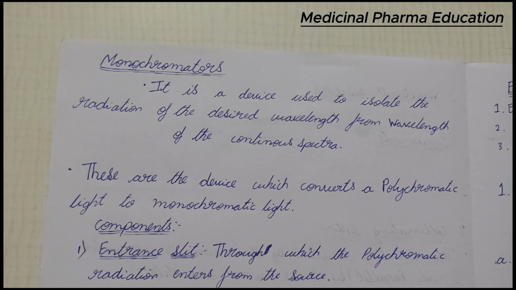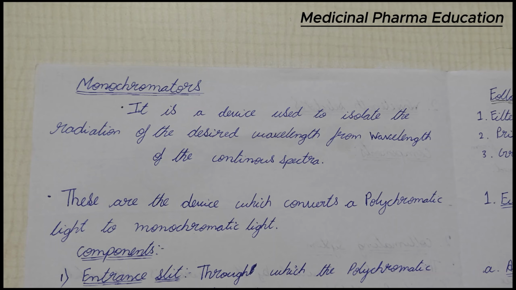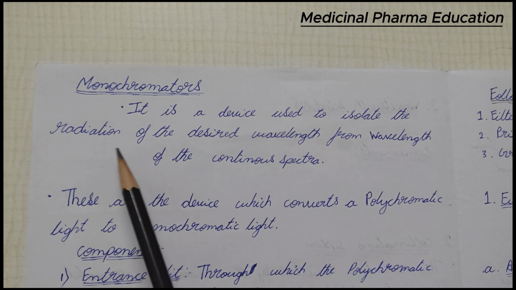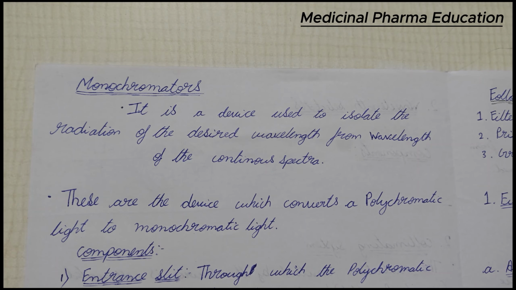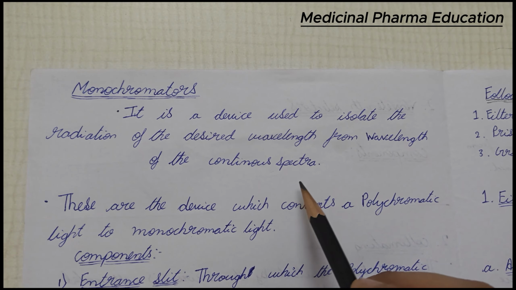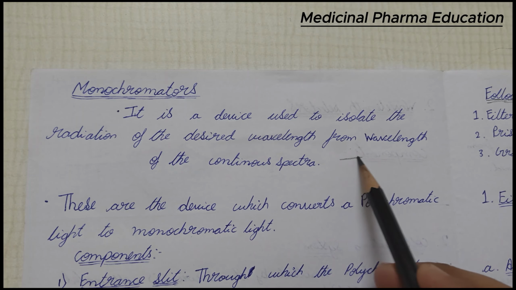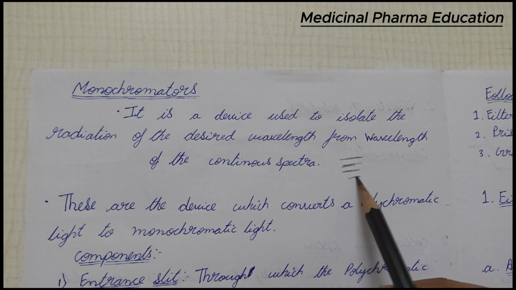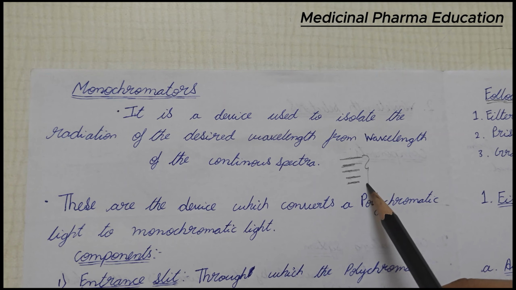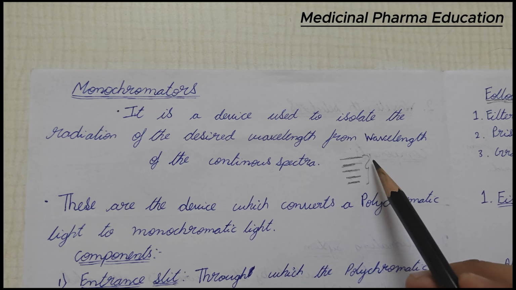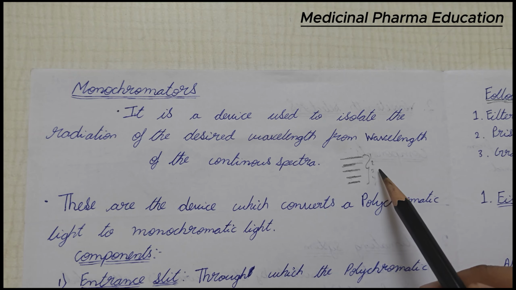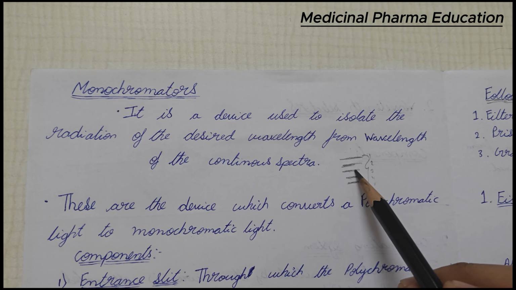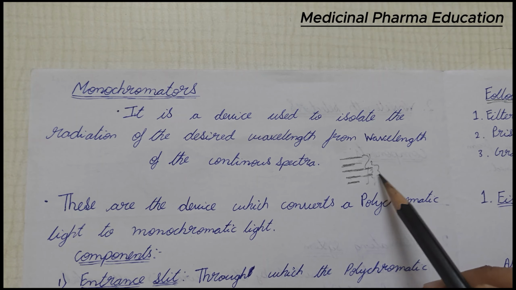Next, monochromators. A monochromator is a device used to isolate the radiation of a desired wavelength from the wavelengths of the continuous spectrum. See what the monochromators do: there is a continuous spectrum of different wavelengths, and monochromators select a particular wavelength. For example, say it is 1, 2, 3, 4, and 5. Here we need only the UV and visible region, so we select only 3 and 4.